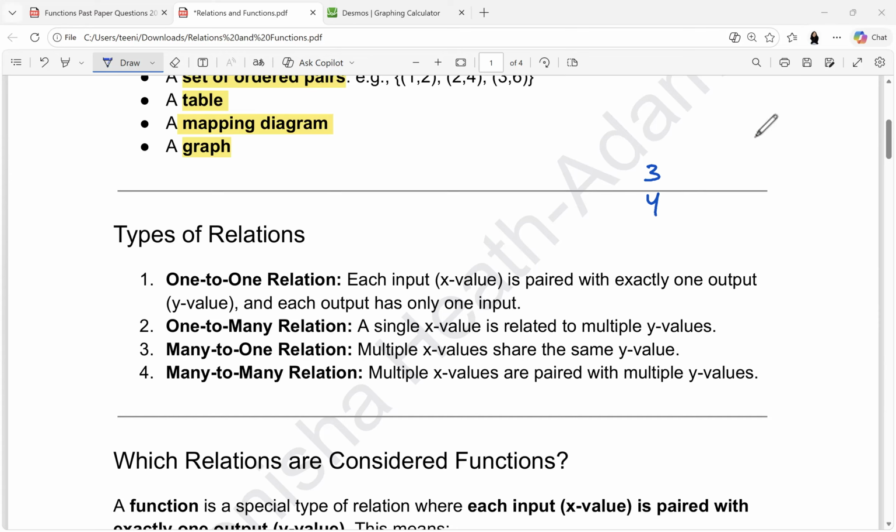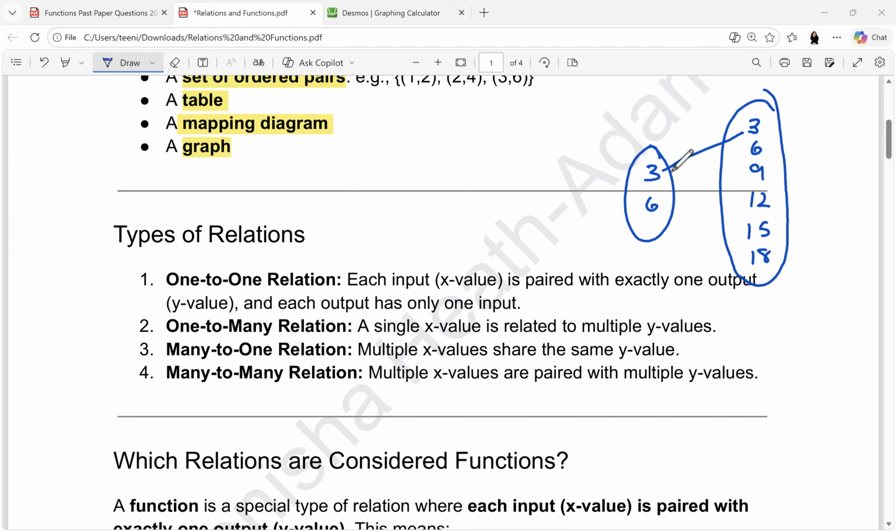Let's do 3 and 6 instead, actually. So this is x and this is y. Well, 3 is a factor of 3, 6, 9, 12, 15, 18. 6 is a factor of 6, 12, and 18, right? So this is a many-to-many relation. You have multiple x values paired with multiple y values.